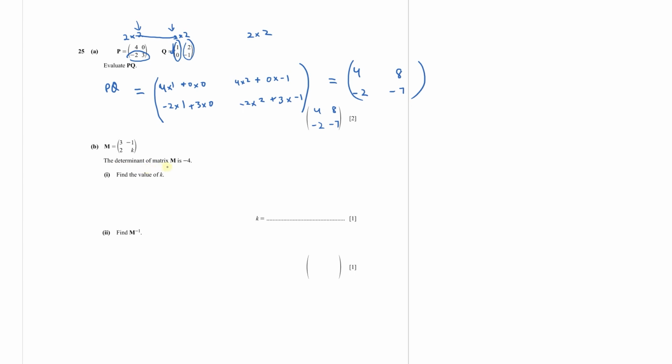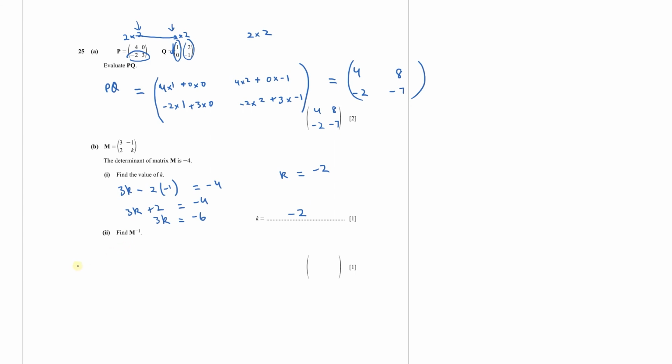The determinant of matrix M is minus 4. Find the value of K. You know that the determinant is these two values multiplied, minus these two values multiplied. So your determinant is 3K minus 2 times minus 1, and you're given that the determinant is minus 4. So 3K plus 2 equals minus 4. And then 3K equals, if I bring this 2 to the other side, minus 6. And then K will be equal to minus 6 divided by 3, so this will become minus 2. So K is minus 2.